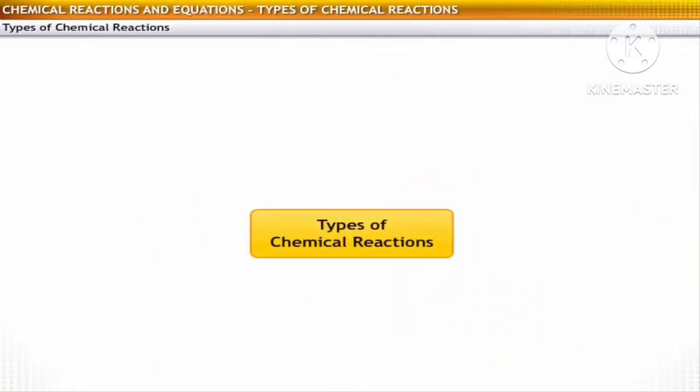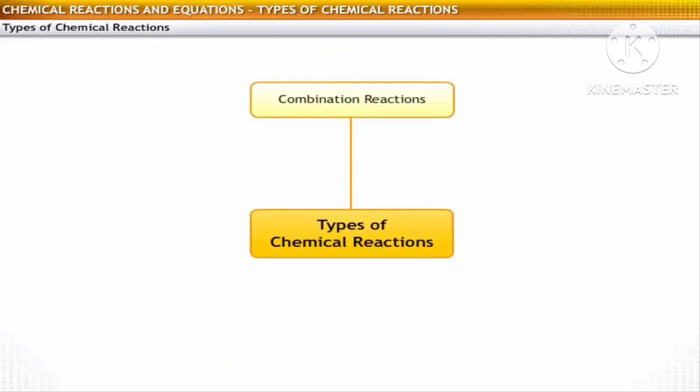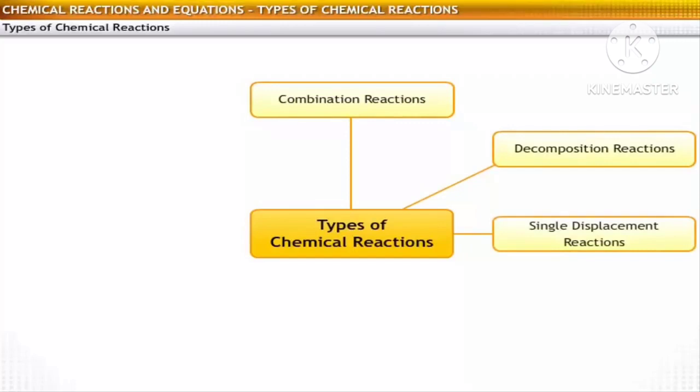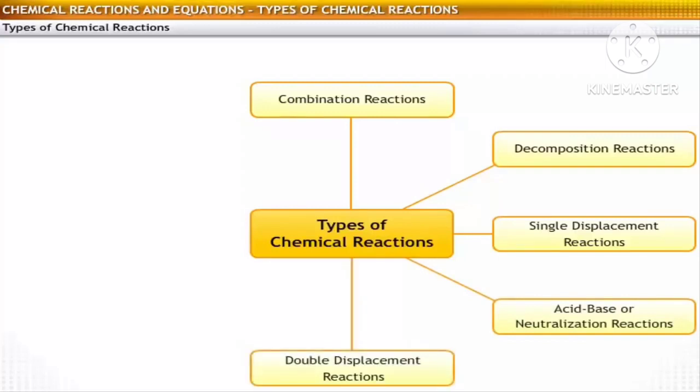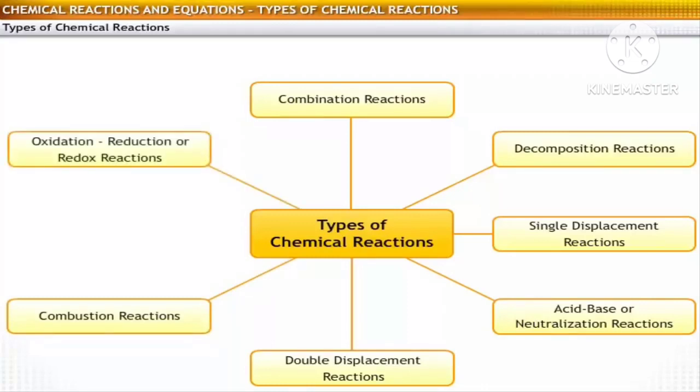Chemical reactions can be classified into following types: combination reactions, decomposition reactions, single displacement reactions, acid-base or neutralization reactions, double displacement reactions, combustion reactions, and oxidation, reduction, or redox reactions.